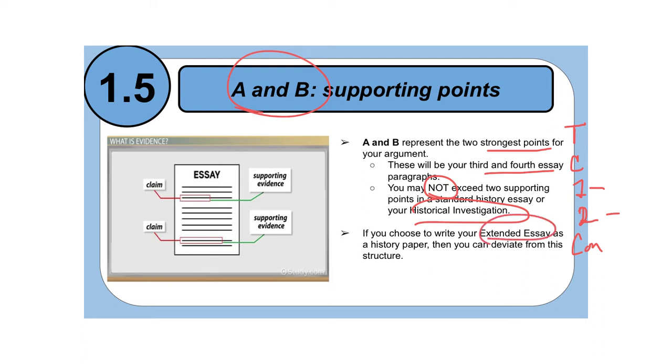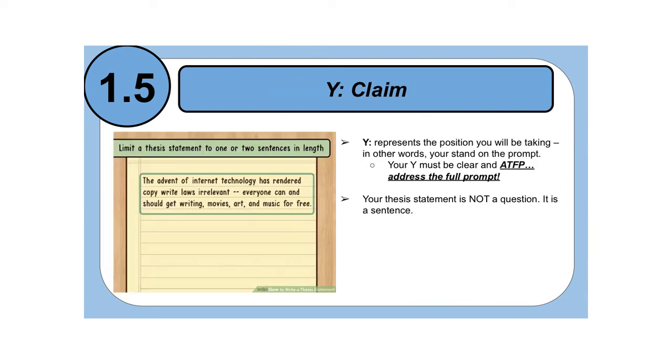However, if you choose to do your extended essay, what is called the EE, and you'll get more information about that from Ms. Young, if you choose to do the EE, yes, you may deviate from that because you have a larger word count. But for the HI that you're going to be working on in IB history, do not deviate from this formula in any capacity. So the next thing is why, which is our claim.